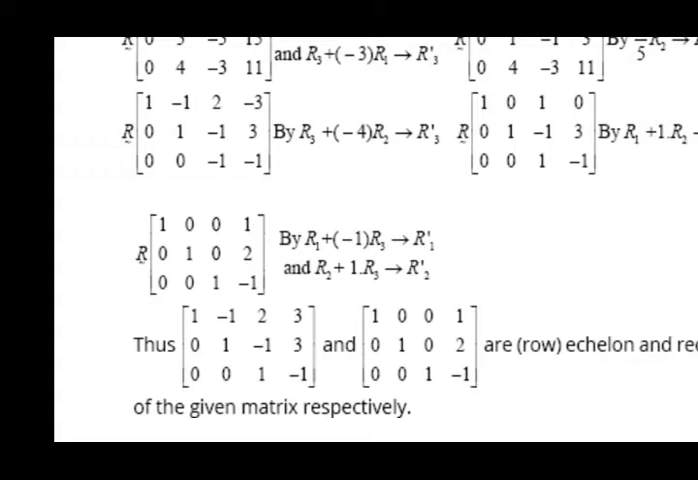And the second last matrix is the echelon form. Here we have zeros below the diagonal. This is called echelon form. And if we make it identity, this is called reduced echelon form.